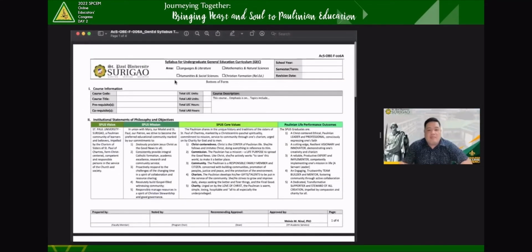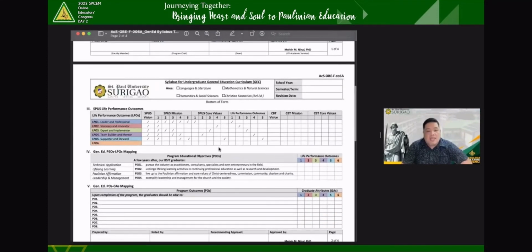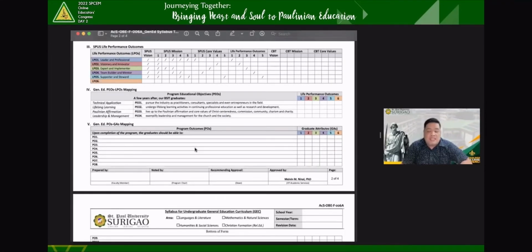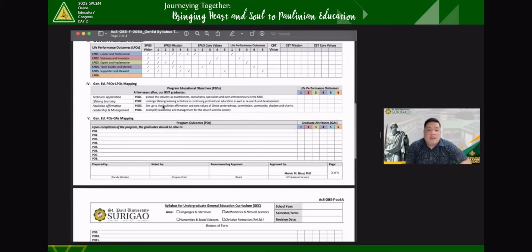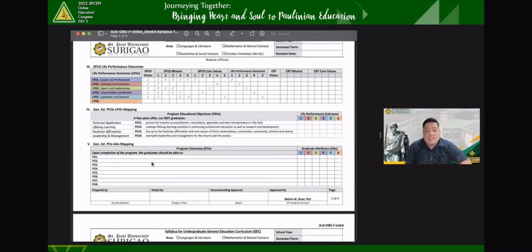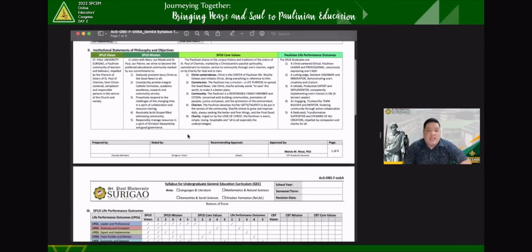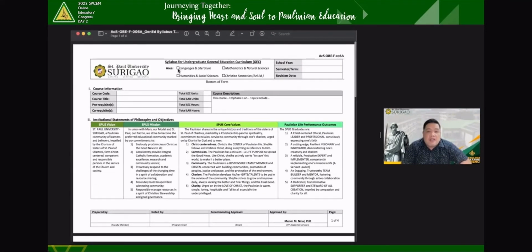So this is for the Gen Ed because we agreed that the POs and PEOs of Gen Ed will be similar, will be the same. They will not align with the PEOs and POs of any particular program because it will be tedious. Imagine if you are a Gen Ed teacher and you are handling 4 sections from different programs, you will be making 4 syllabi also, 4 different syllabi for the same subject. That's very tedious. That's why we agreed that we will be formulating a uniform PEO and PO just for the general education program. That's why here we can check whether it belongs to the languages and literature, mathematics and natural sciences, and so on.